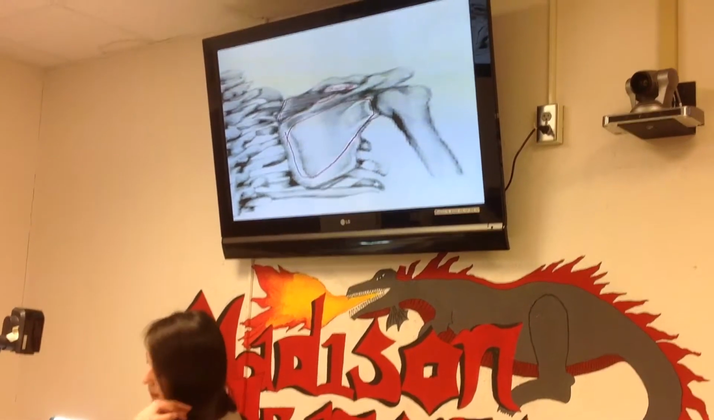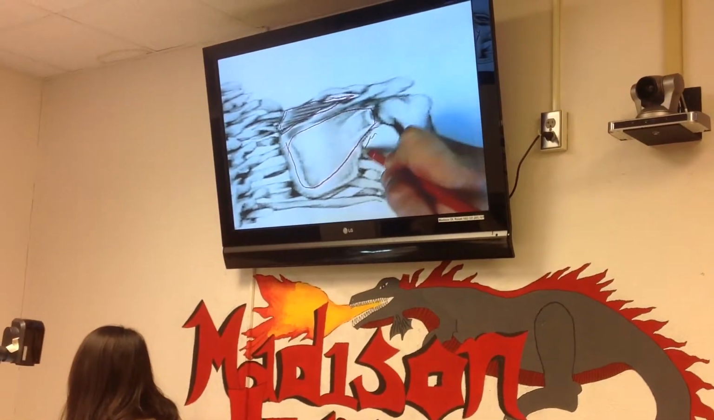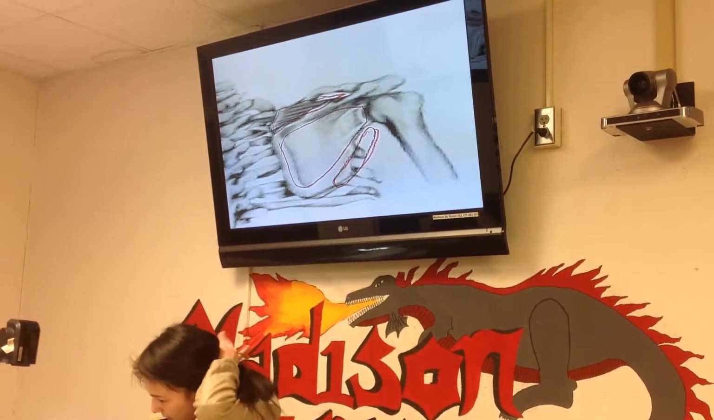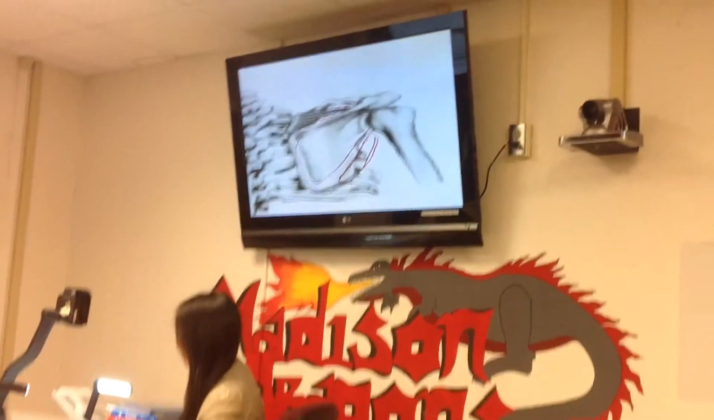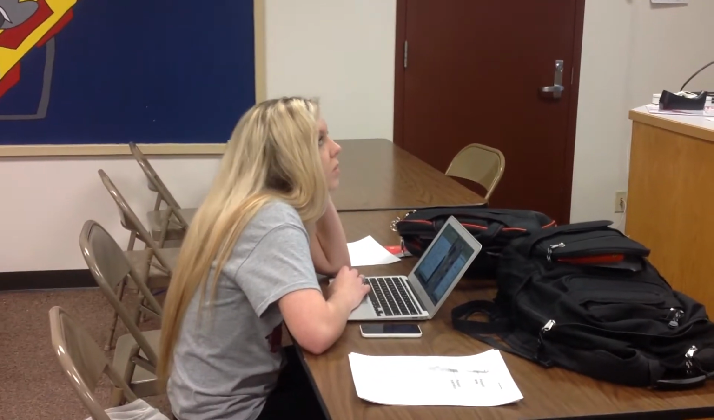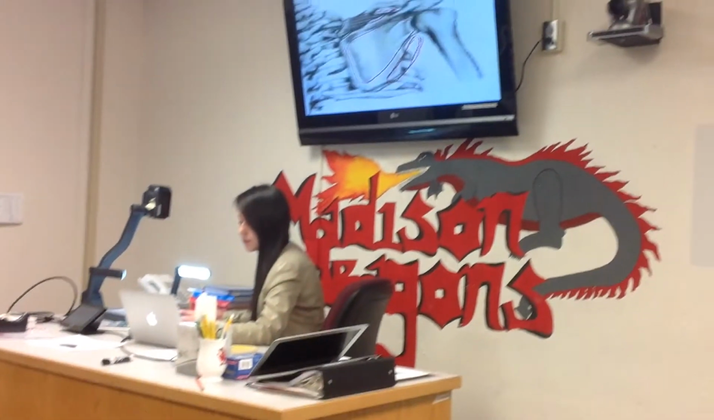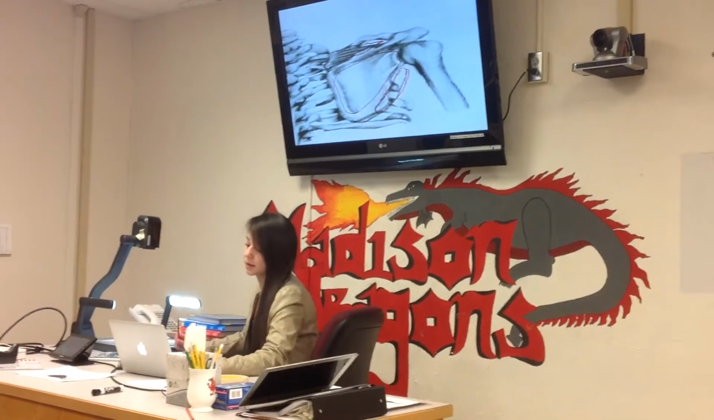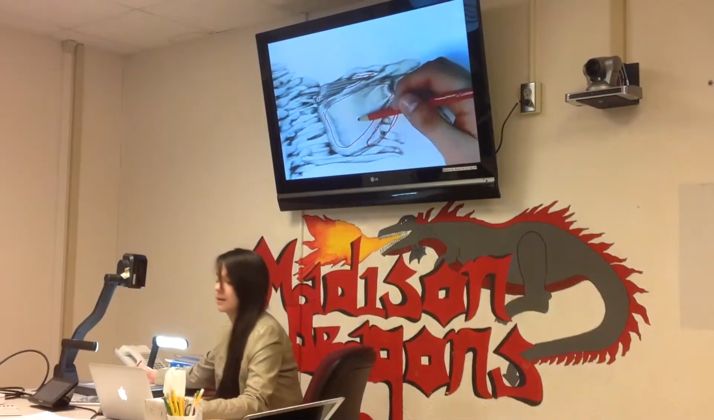The next muscle is the teres minor, and that's located in this area. The origin is the lateral border of the scapula. The insertion is the greater tubercle of the humerus. The action, it rotates the arm laterally. The agonist is the teres minor, and the antagonist is the infraspinatus.